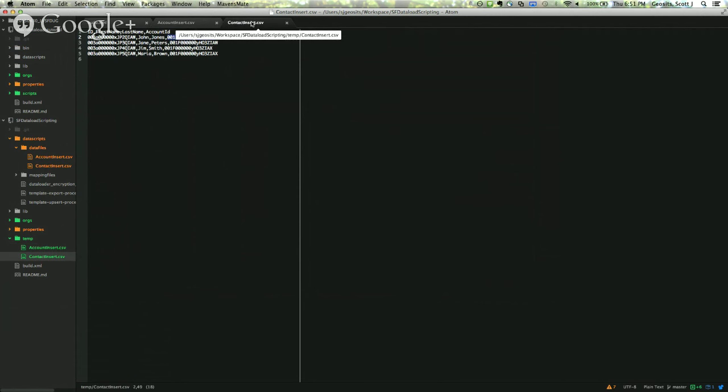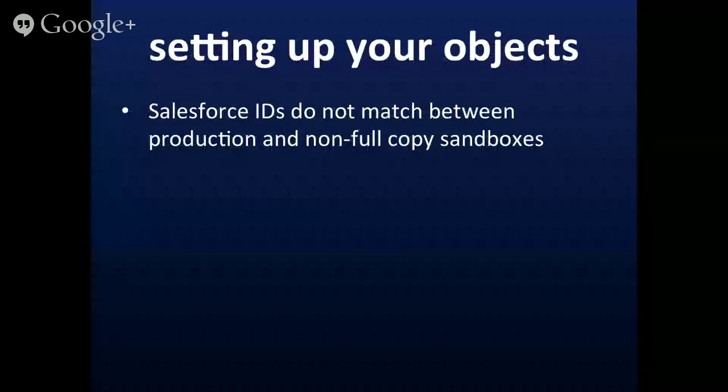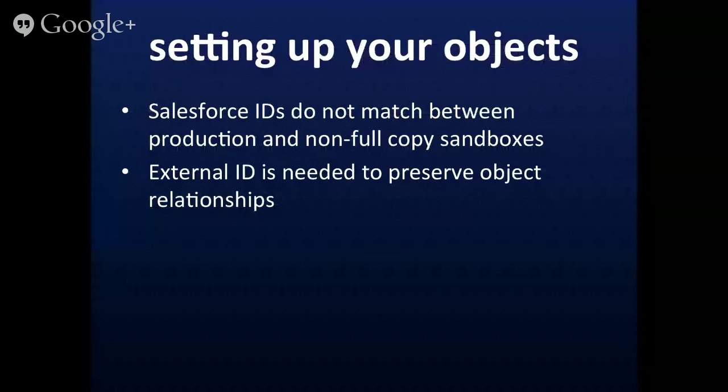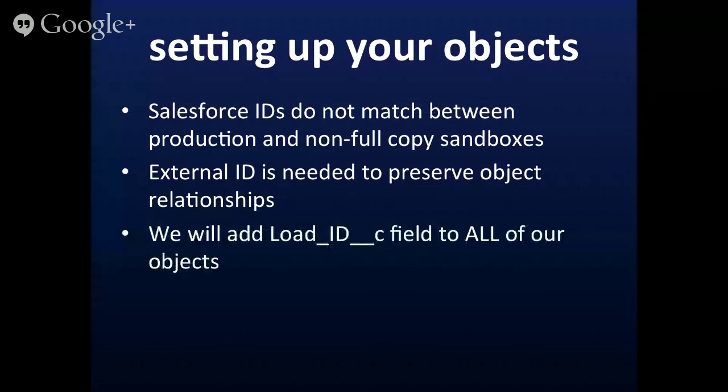If we tried to import these into an org, it's not going to work because we've exported this out of production. Those IDs will never be created the same way in the sandbox. So we need some considerations to set up these relationships between our objects, and the way we do that is through an external ID. Like I mentioned before, you need to use an external ID to preserve your object relationships.